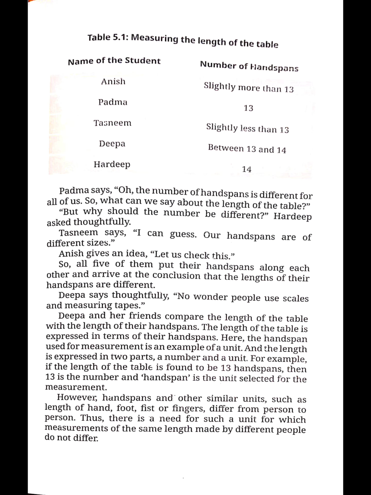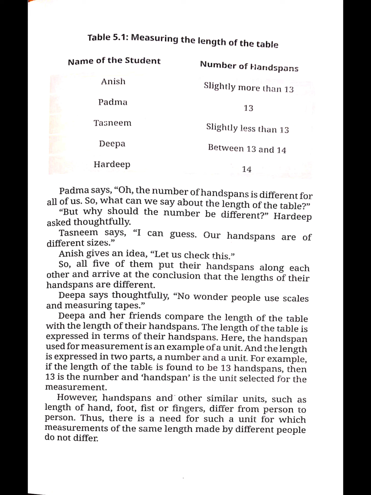Table 5.1 Measuring the length of the table. Name of the student, number of hand spans. Anish, slightly more than 13. Padma, 13. Tasneem, slightly less than 13. Deepa, between 13 and 14. Hardeep, 14. Padma says, oh, the number of hand span is different for all of us.